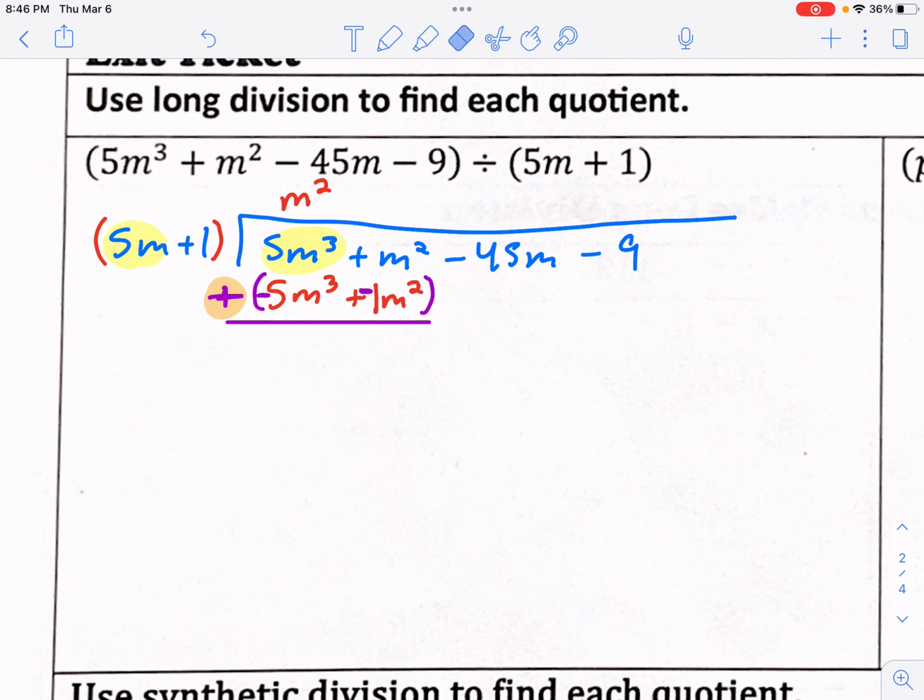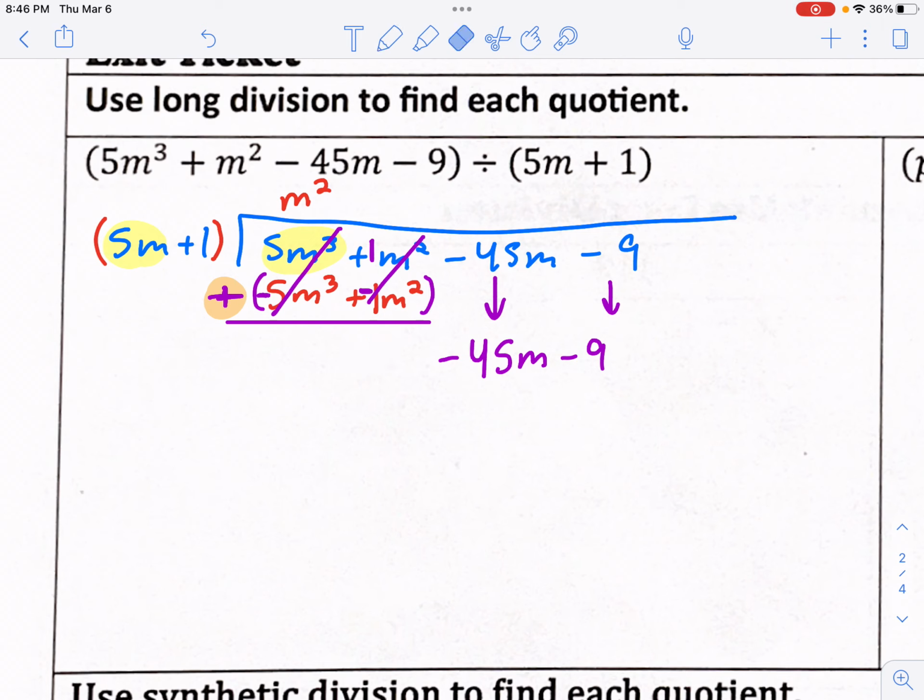Okay, we distribute the negative. Now I'm going to add, going down, 5m cubed plus a negative 5m cubed. Those cancel. Then on this one, 1m squared plus a negative 1m squared. These guys cancel. So I'm going to be left with 0. After that, it's just like what you do with long division. We'll drop down that 45m. And then in this case, we'll also drop down that minus 9 because everything got canceled.